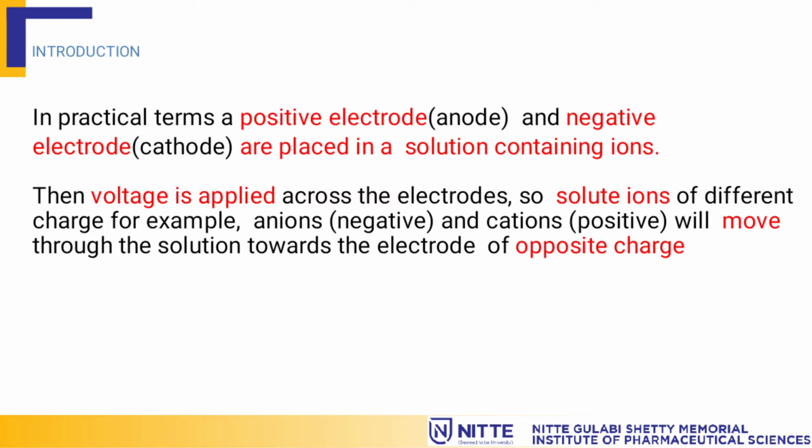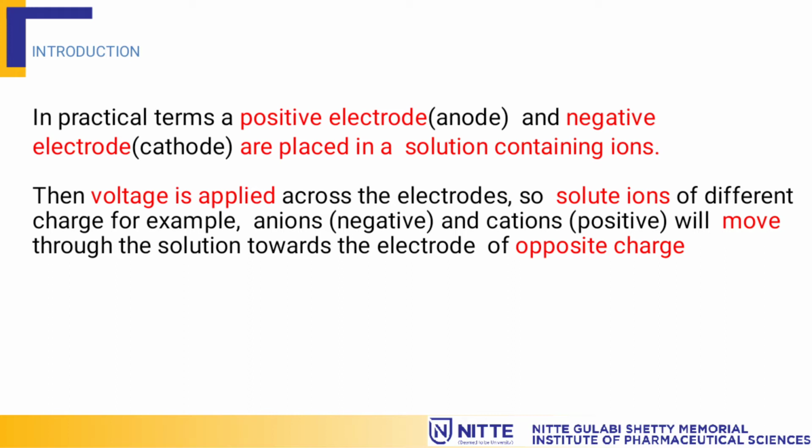So make sure that you remember: the anode is a positively charged electrode, whereas an anion is a negatively charged ion. The cathode is a negatively charged electrode, whereas a cation is a positively charged ion. So these are the general terms used here. In practical terms, you must know what an anode and a cathode are, and what cations, anions and ions are.